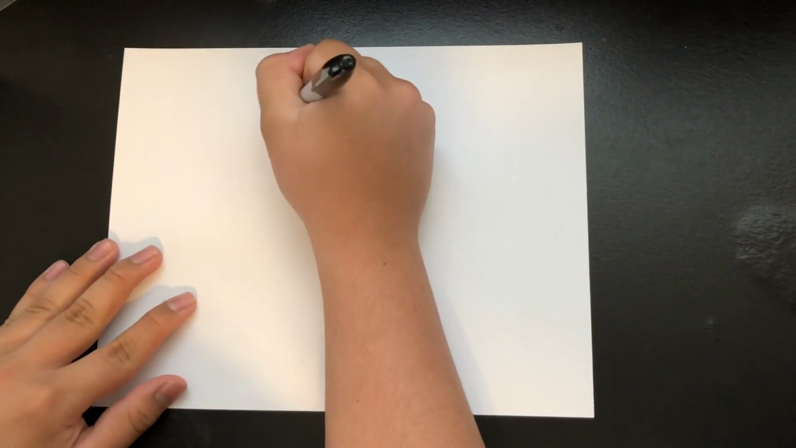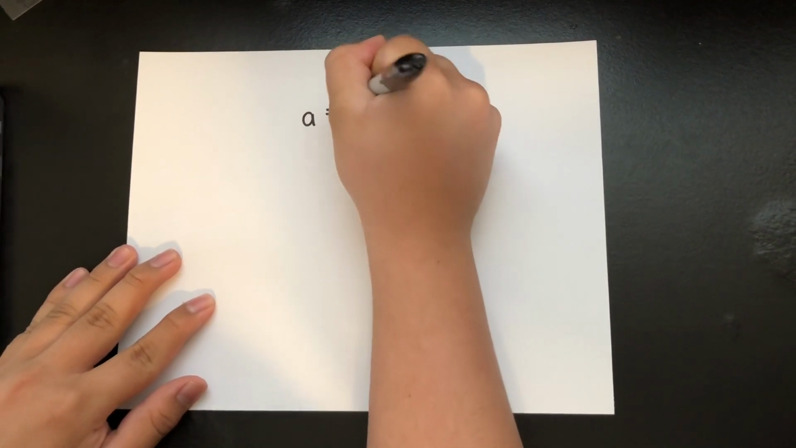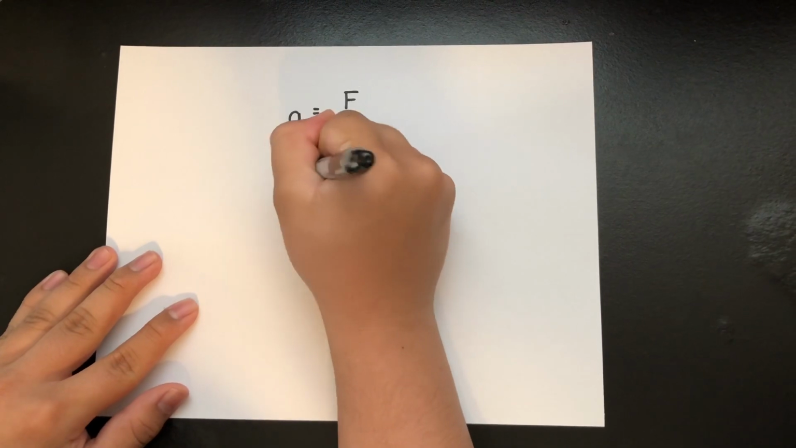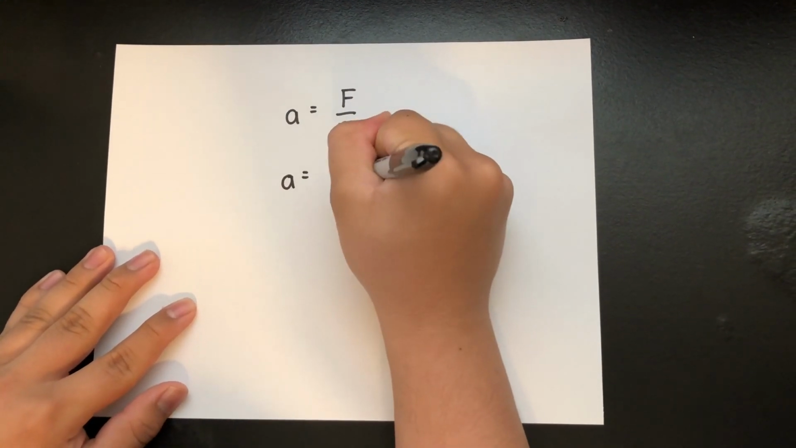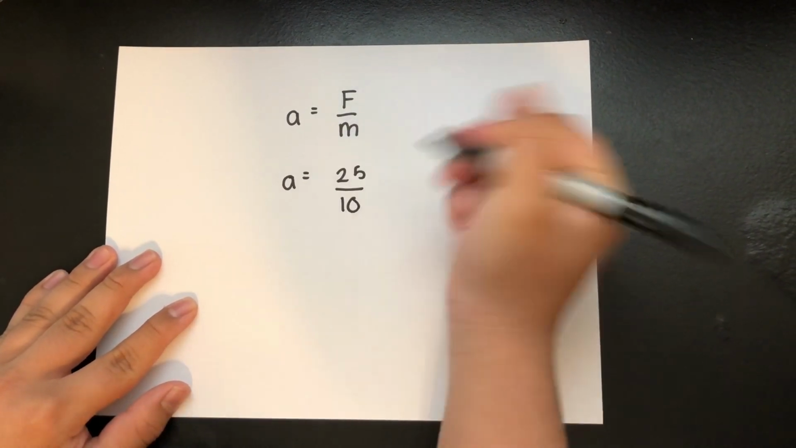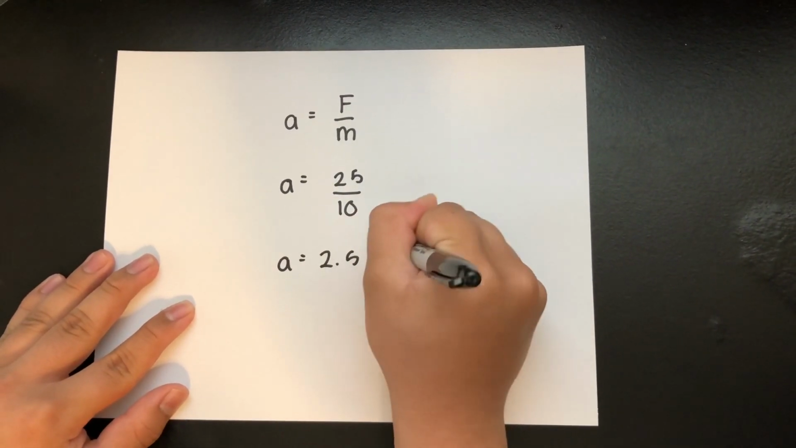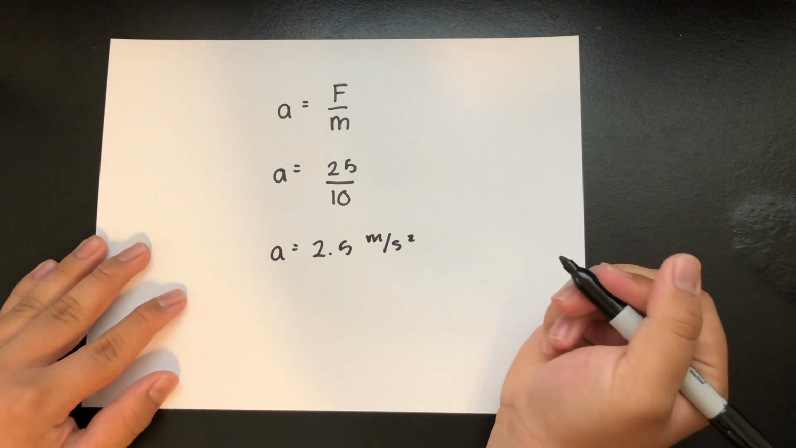Let's say an object that is 10 kilograms experiences a force of 25 newtons, and we want to find acceleration. Well, if we use the equation a equals F over m, all we have to do is plug in our values. a is equal to 25 over 10. And with that, we get a equals 2.5 meters per second squared. That's simple. Now, let's go on to Newton's third law.